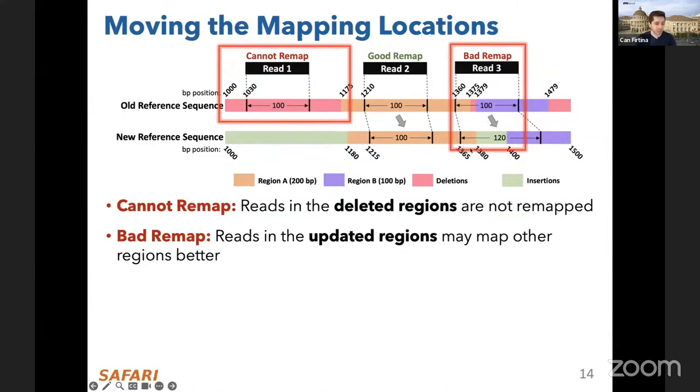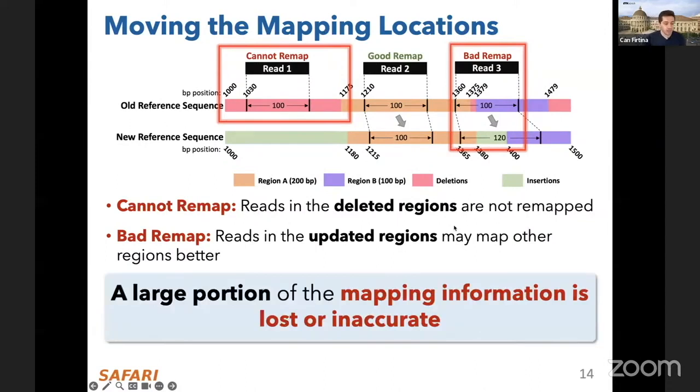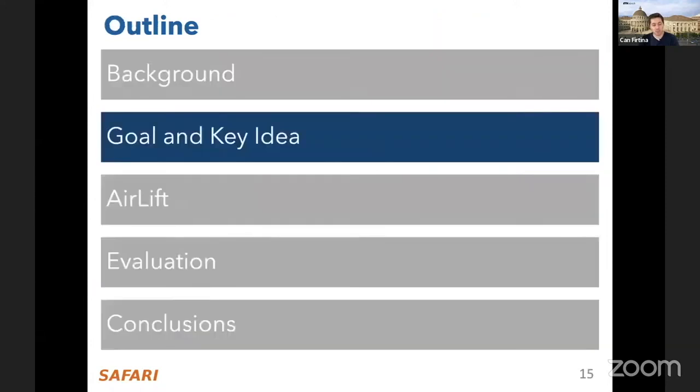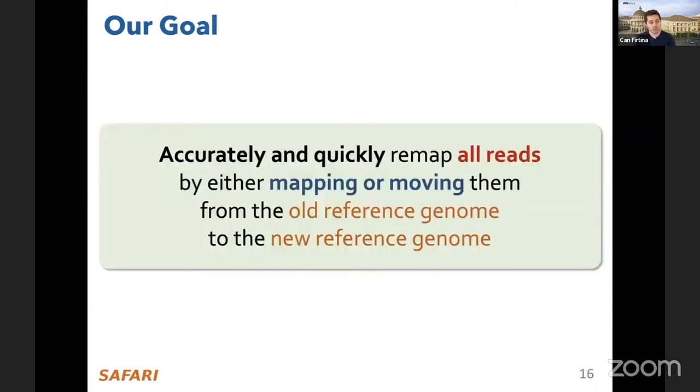So this would mean that this read could still map to this region again, or some other region with a better alignment score. But we're missing out on that information as well by simply moving the read to this corresponding position in the updated region. So a large portion of the mapping information is then lost or inaccurate by simply moving the reads from constant and updated regions to their corresponding positions in the new reference genome. So then let me go over our goal and the key ideas in AirLift.